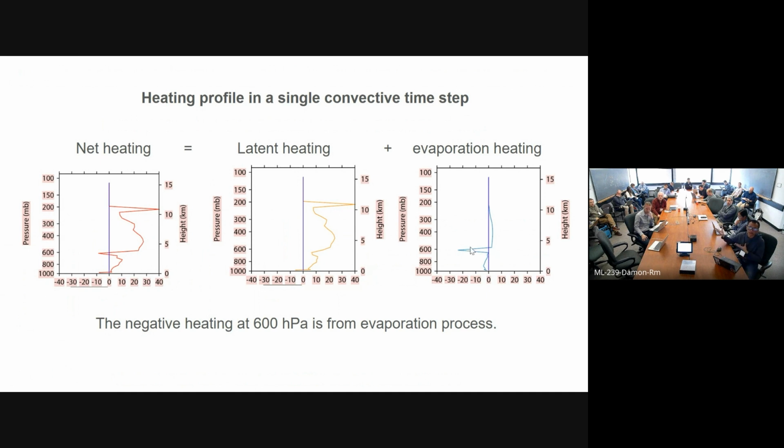Rich explained that to me: the raindrops fall down from the convection, and when they reach the 600 hectopascal level, they evaporate and cause negative heating. So it will contribute to the negative net heating, and the gravity wave scheme will use this net heating profile to calculate the parameters used to drive the gravity wave drag.